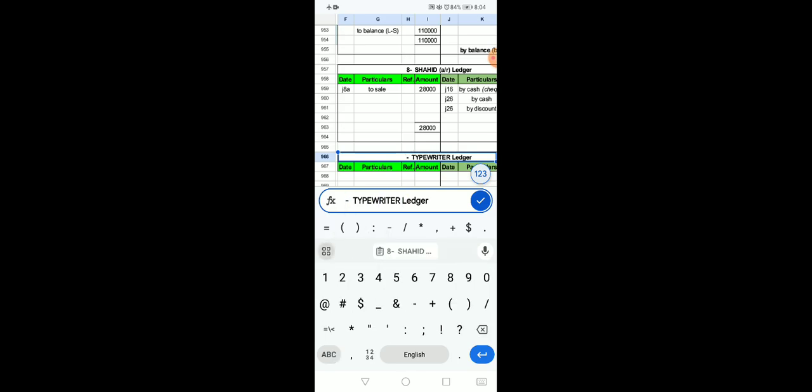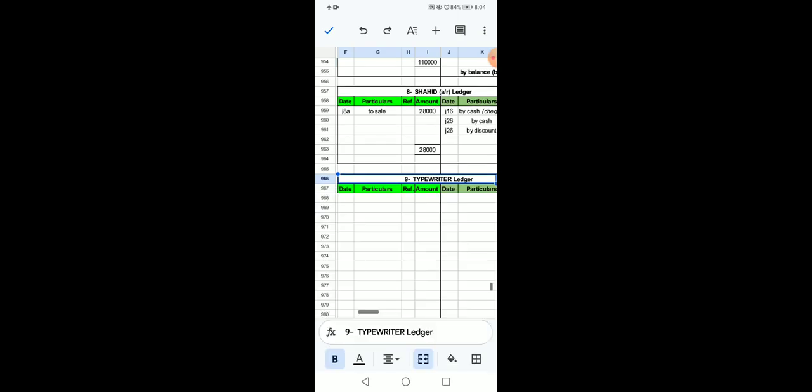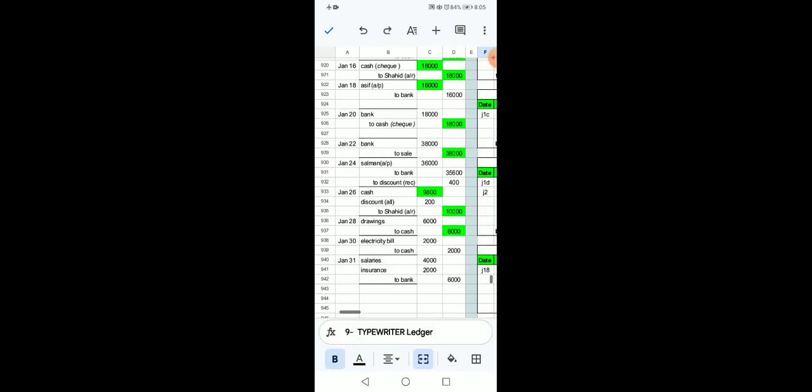For that, we will take the headings of the previous ledger and write the same headings for the next ledger. The next step is to change the title. We were making Shahid's ledger, and now it's time to make the typewriter ledger. Change its number as well. We are now making the 9th ledger, typewriter. So the focus will be upon typewriter.